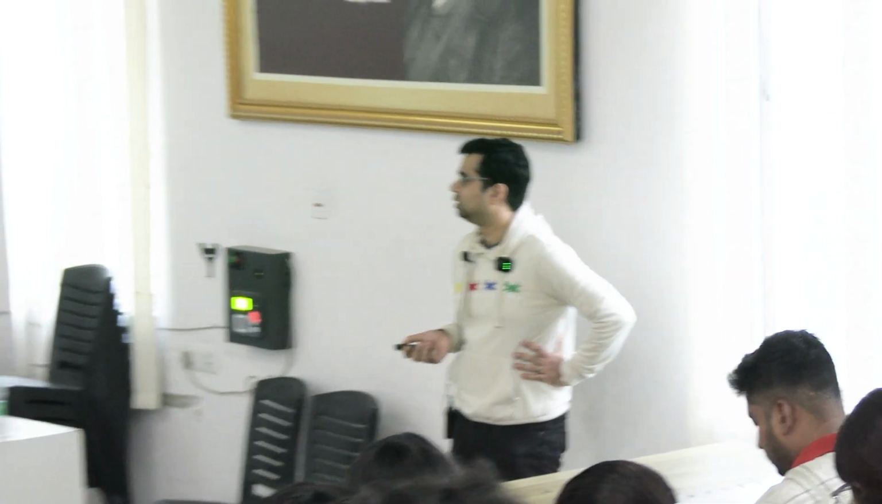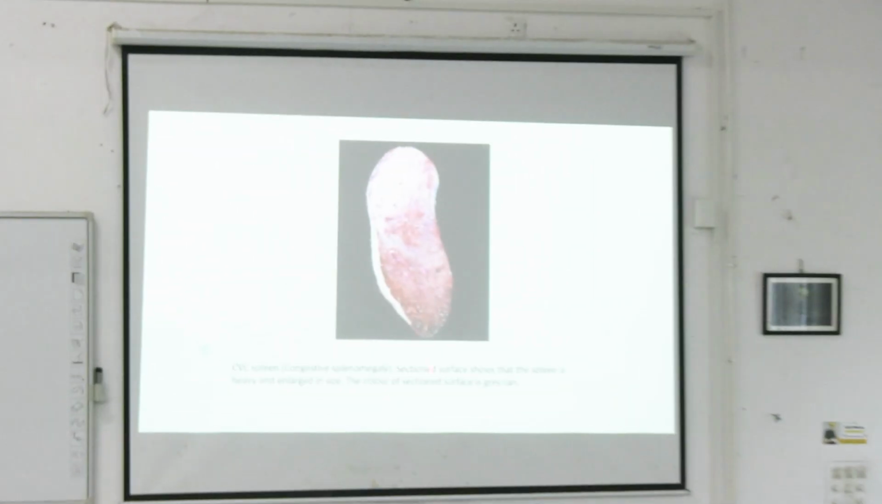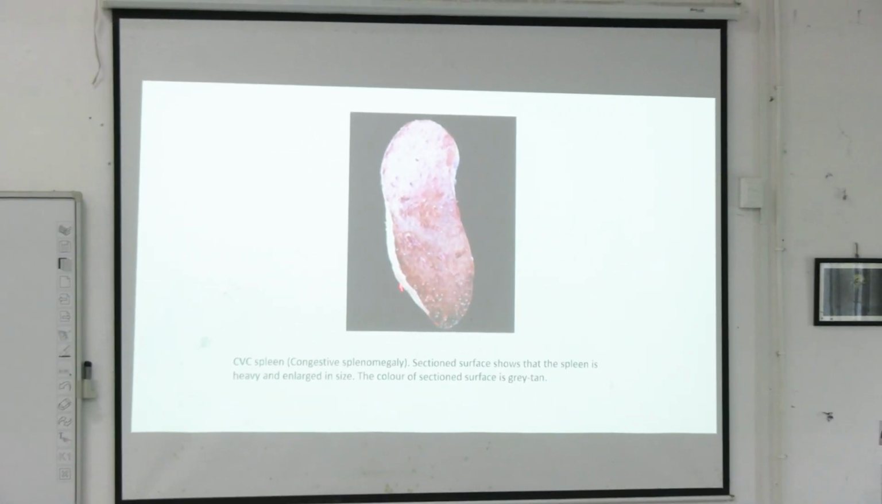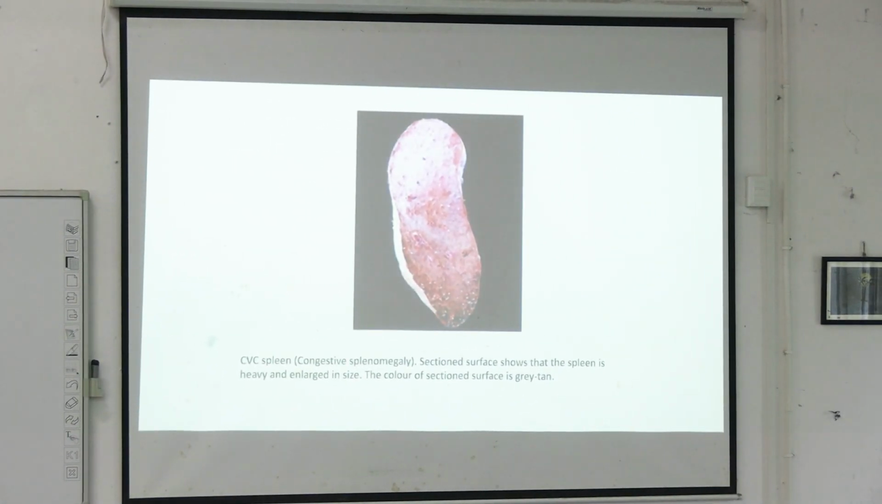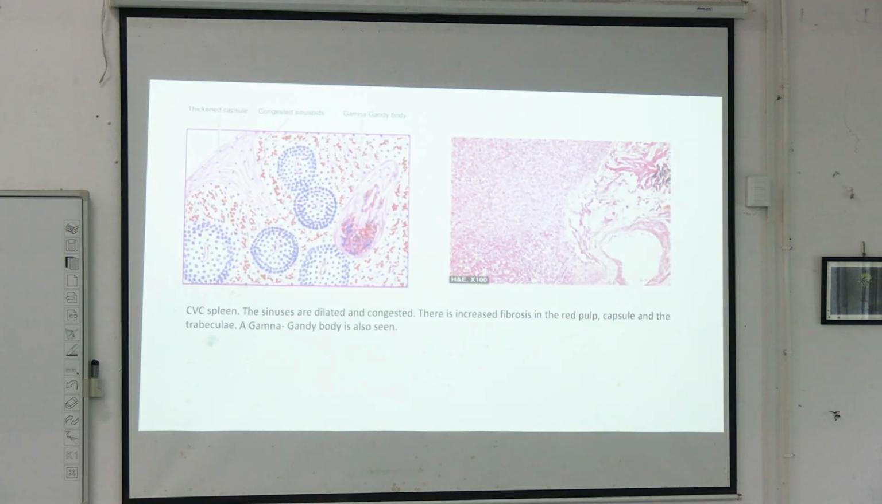This is the congested splenomegaly. The spleen is enlarged and heavy, and the surface is grey-tan. Thickened capsule and congested sinusoids, and these are Gamna-Gandy bodies.